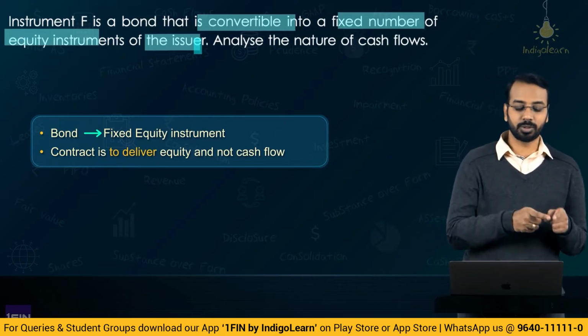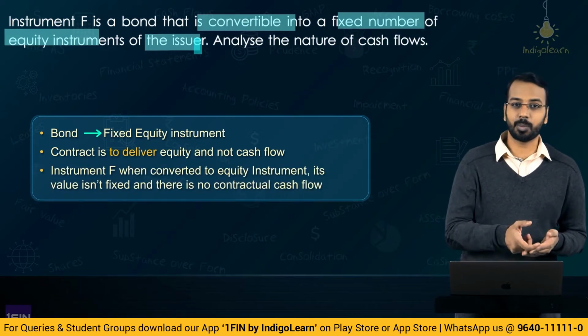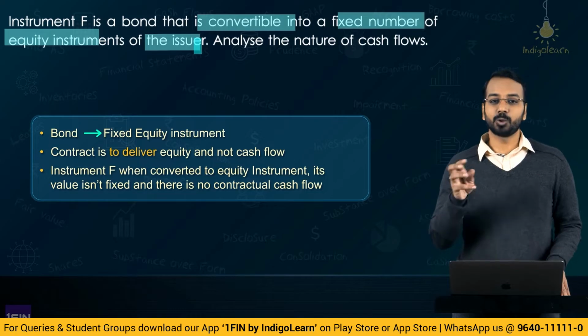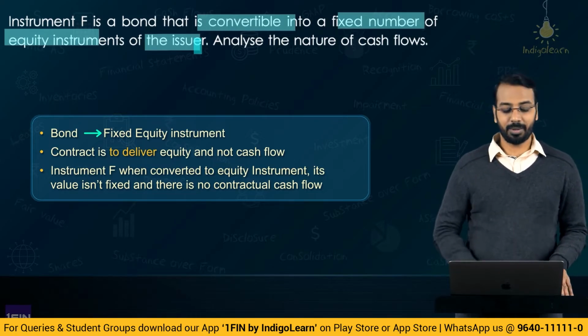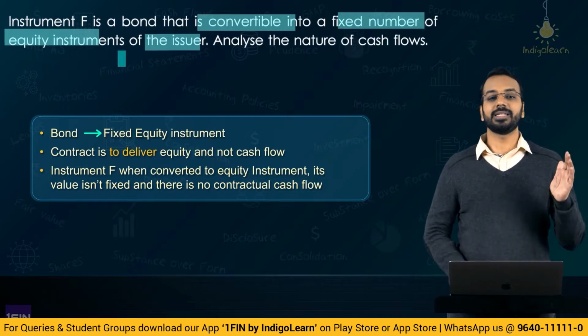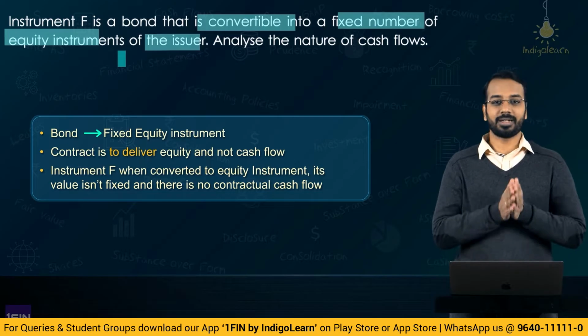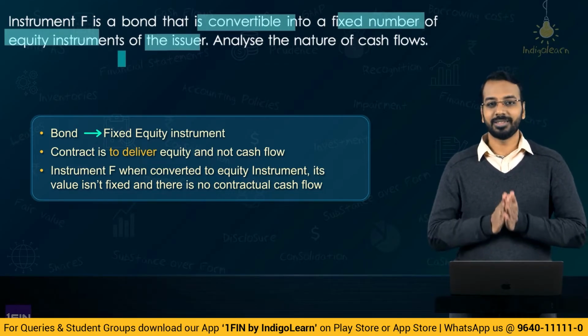So when you invest in instrument F, what you will get subsequently is an equity instrument. The value of that is not fixed, first thing. Secondly, there is no contractual cash flow which is a payment of interest and principal, right? Because what you are getting ultimately is the equity instrument of the issuer, and hence here the cash flow characteristics, if you look at it, are not payment of principal and interest.